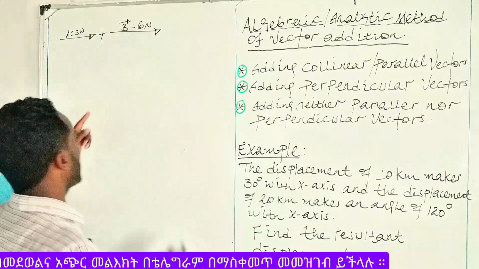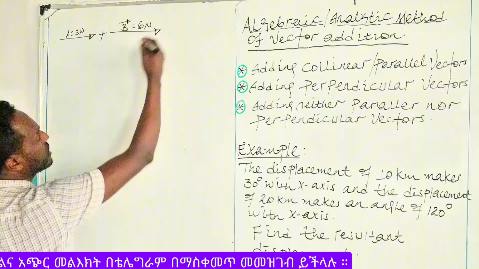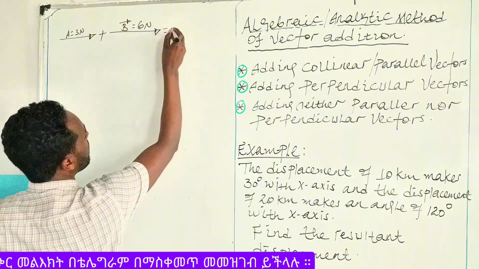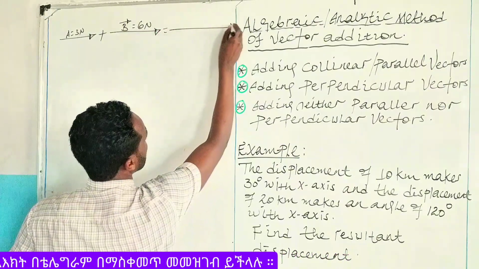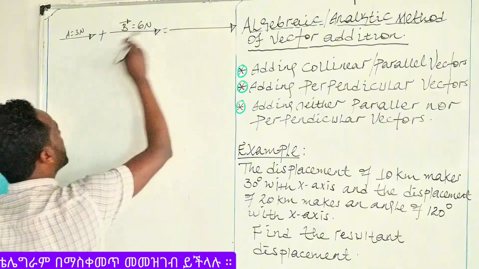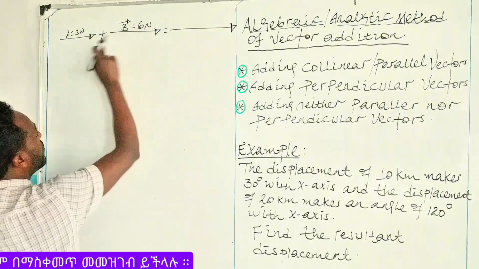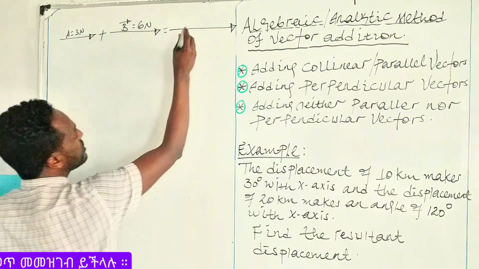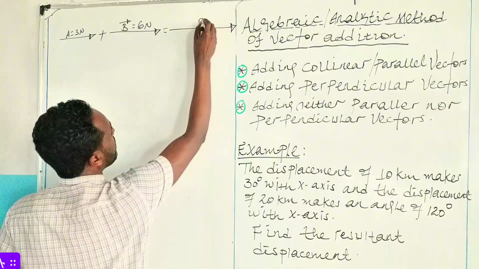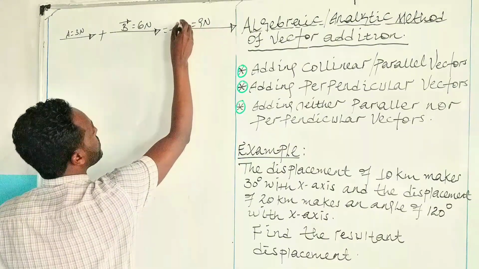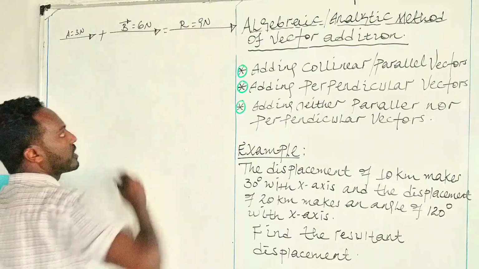Vector B is acting in the direction of vector A with a magnitude of 6 Newton. So the summation of the two vectors is acting in the direction of vector A or vector B, and their magnitude is the summation of the two vectors. So 3 Newton plus 6 Newton, which is what? 9 Newton, which is the summation of the two, which is R, the resultant.